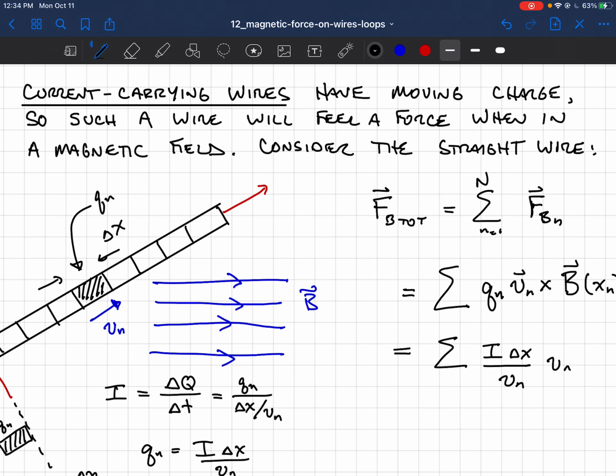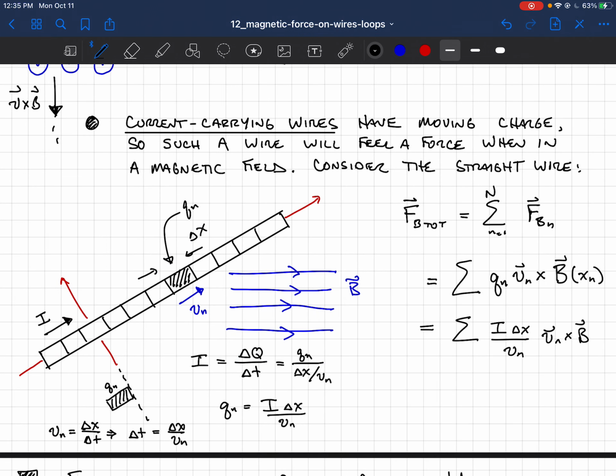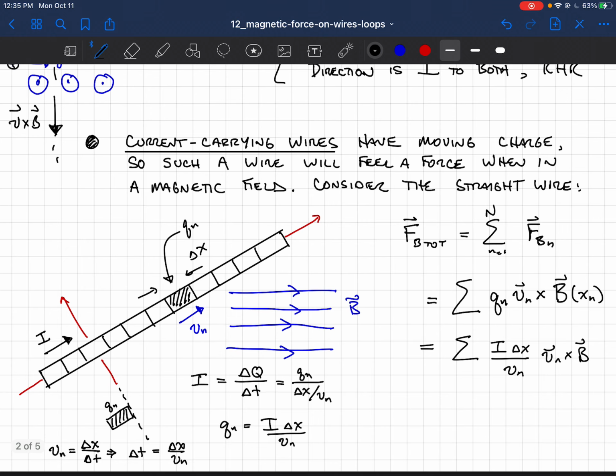And then I still have the Vn cross B. The B is, as we've defined it here, uniform, so it doesn't really depend on xn. And the V is really just the drift velocity. So that's the velocity at which electrons are moving through this wire. So it doesn't matter what that is, but that's what we're going to have in the Vn here. That will cancel out, and we'll just get a vector in the direction of the Vn, which is in the direction of the current.